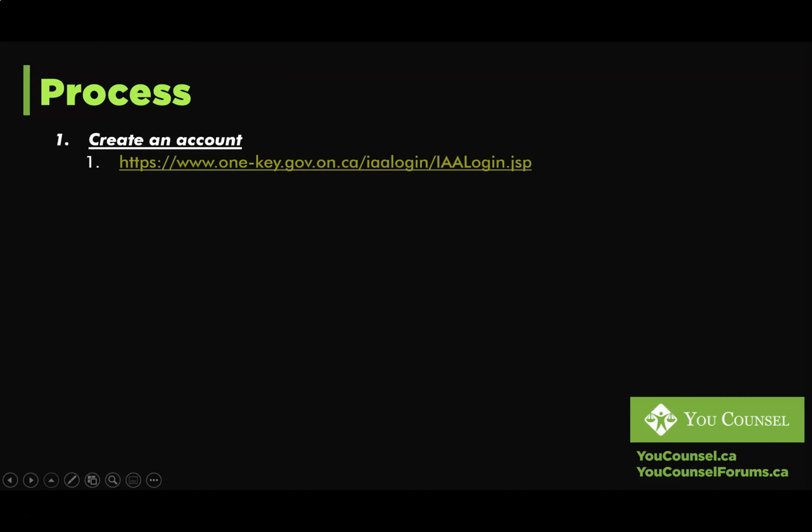Let's discuss the process of this electronic filing. It is pretty straightforward. First of all, you have to create an account. It's called a One-Key account. You go to this governmental website and create your account. Then you make sure that you prepare all of your documents. Your documents need to be in PDF format.